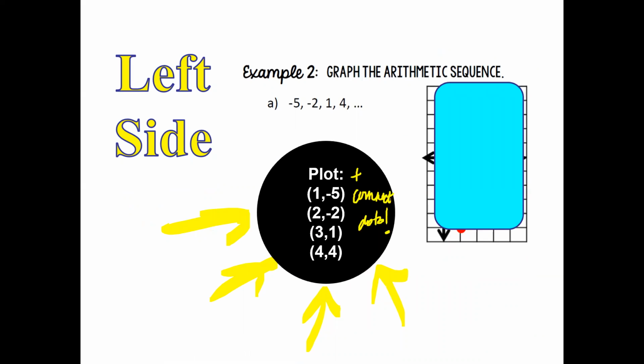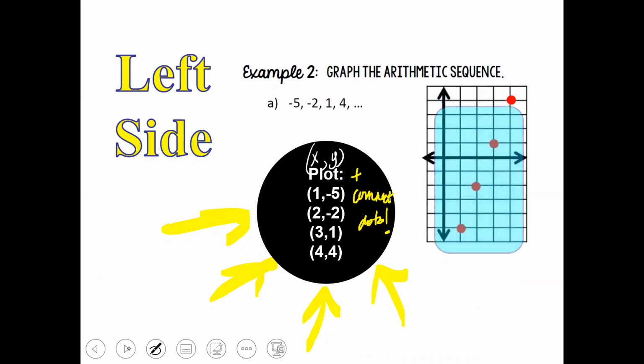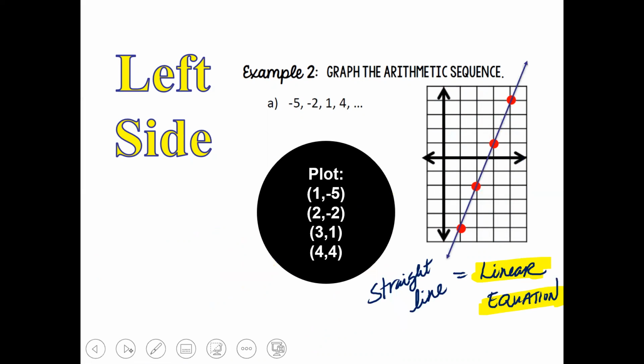All right, let's take a look at example 2. If we were to go ahead and graph these points, remember your x value is always first, followed by your y value. You will have something that looks like this. It also represents a straight line, which means that it is a linear equation, like y equals mx plus b form.